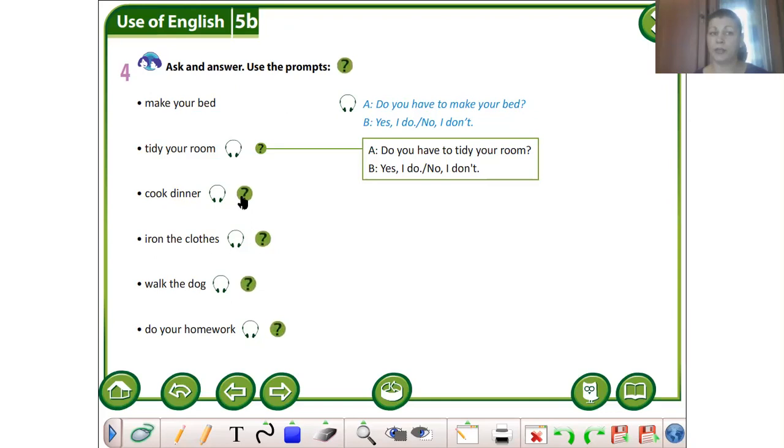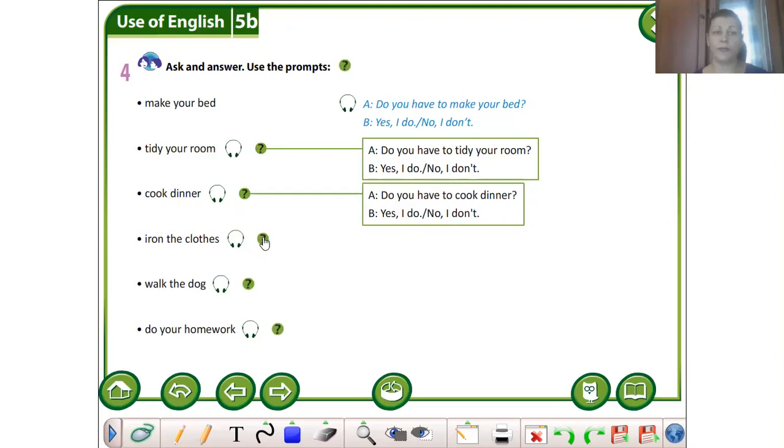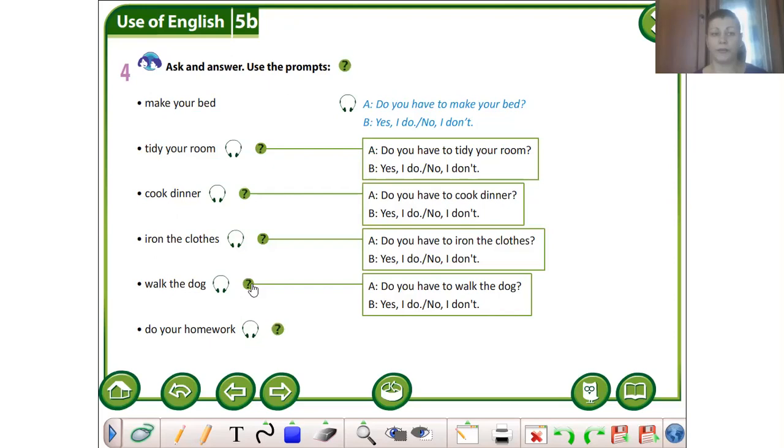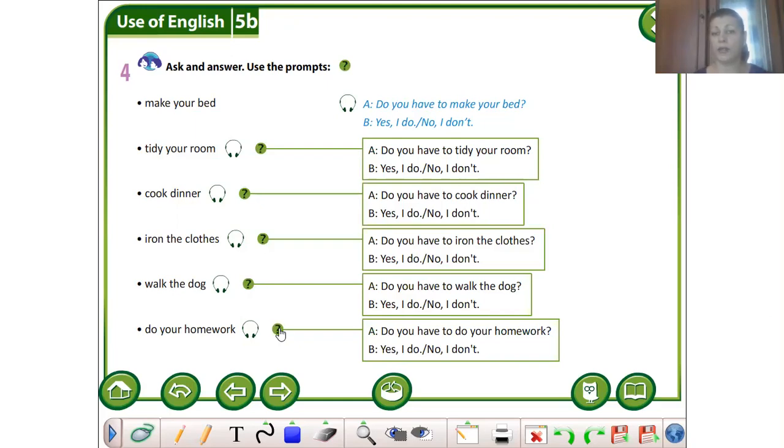Do you have to cook dinner? Yes, I do. No, I don't. Do you have to iron the clothes? Yes, I do. No, I don't. Do you have to walk the dog? Yes, I do. No, I don't. Do you have to do your homework? Yes, I do. No, I don't. Well done.